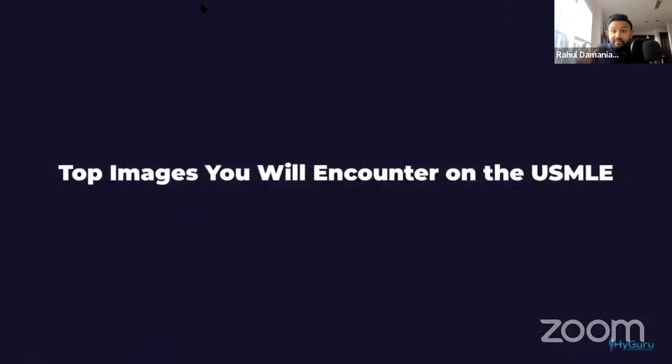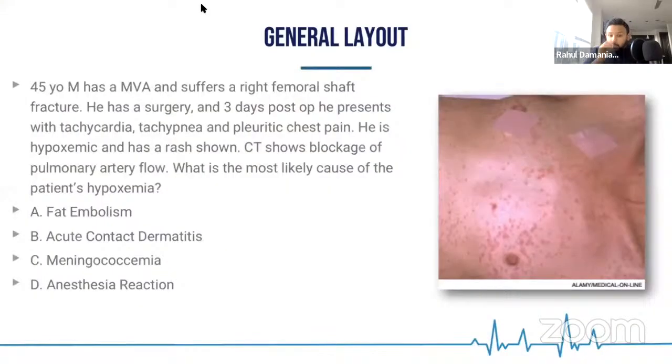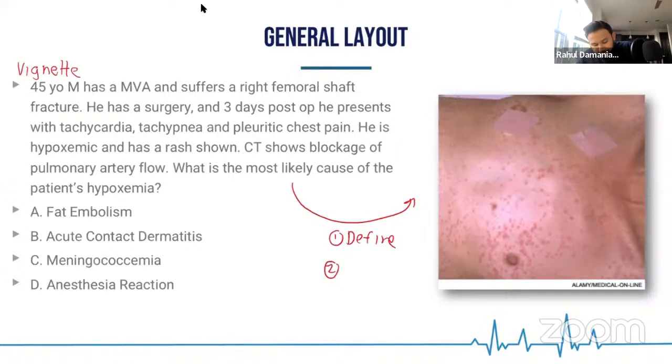So now what we'll do is pivot and go through an application of the strategy. I isolated some of the top images you will encounter on the USMLE. And again, throughout the next series of webinars, we're going to be focused on each organ system and covering the images and physical exam findings for each of the organ systems. But today, it's just going to be a broad overview for you. So we'll go through a multiple choice vignette, look at the picture, and use our three-step strategy, which again is to define the image, figure out what it is, and then finally, look for normal, abnormal, or asymmetry.